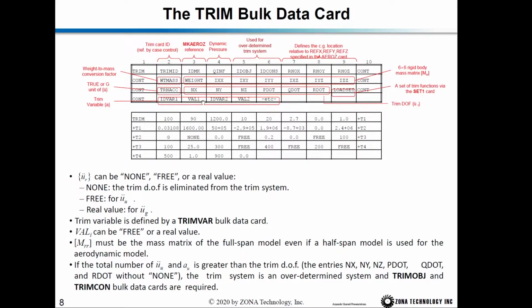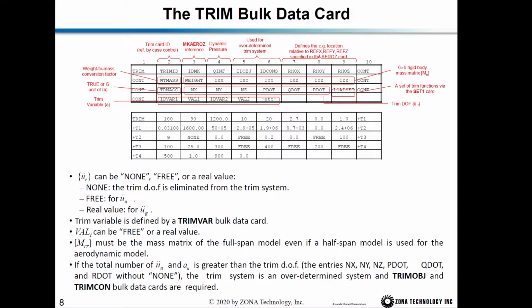So after that, you can list the ID var and value pairs. The ID var refers to a trim var card, and for the value you have two choices. It can be free or a real value. If it's a real value, this is a given trim variable. If it's free, it's an unknown trim variable.